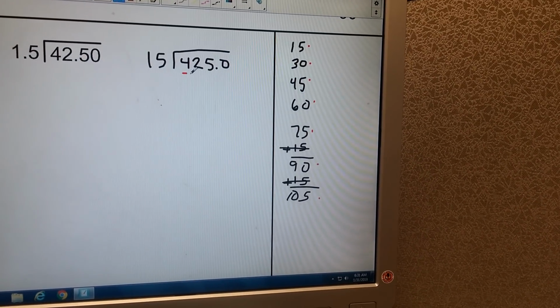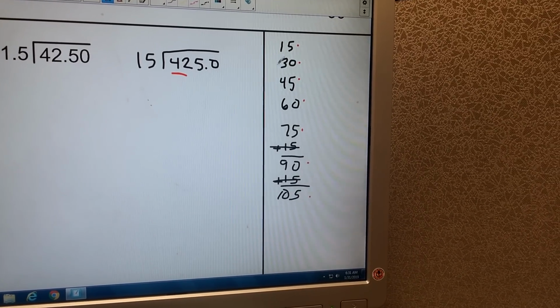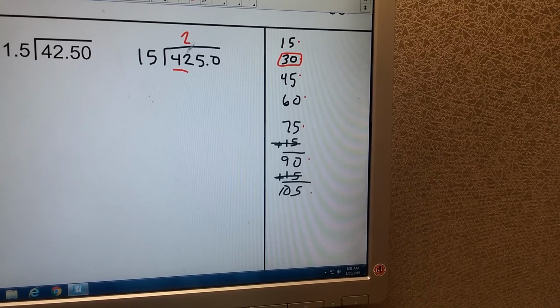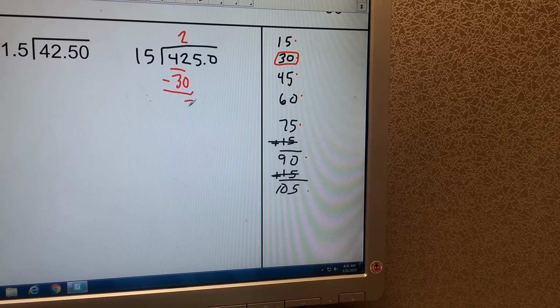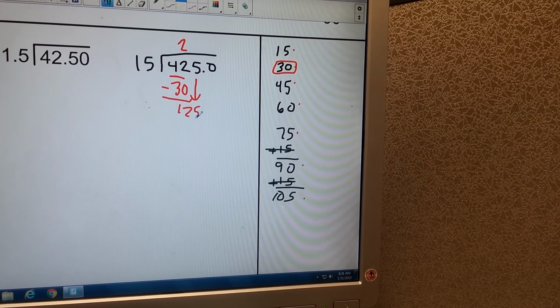So now, 4 into 15, no way. 42. Looks like I can only get 2 groups in there because 45 is going to be too many. So I can get 2 groups in, and that's 30. I do some subtraction. 42 minus 30 is 12. Bring this down.